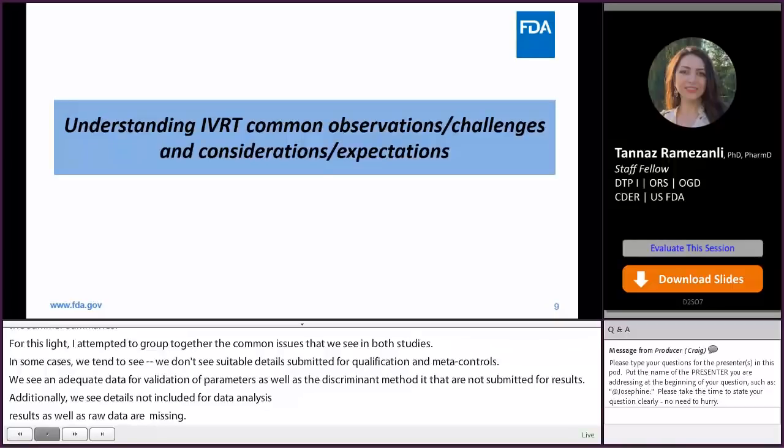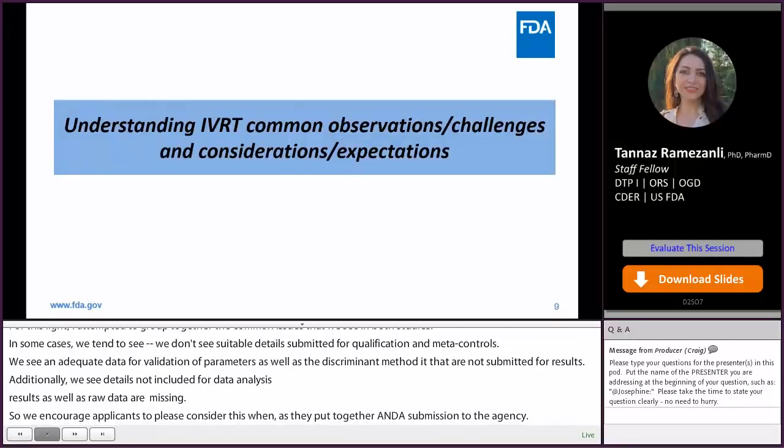So for the next 4 slides, I will focus on some very specific observations, the expectations, and the points to consider for IVRT studies. However, please note that the observations and considerations mentioned in this presentation are not exhaustive.